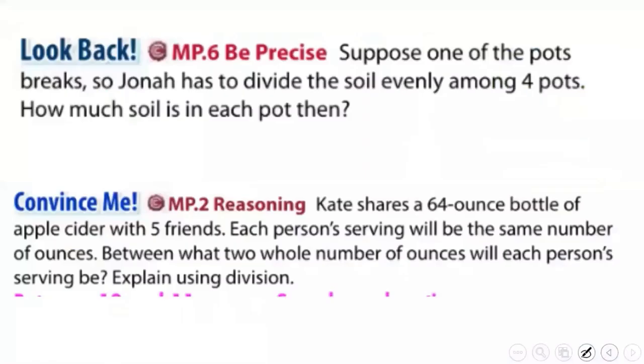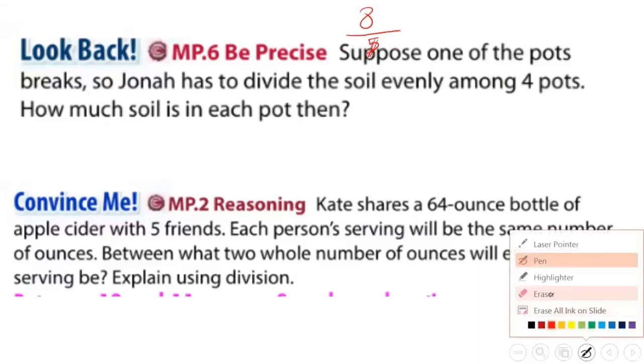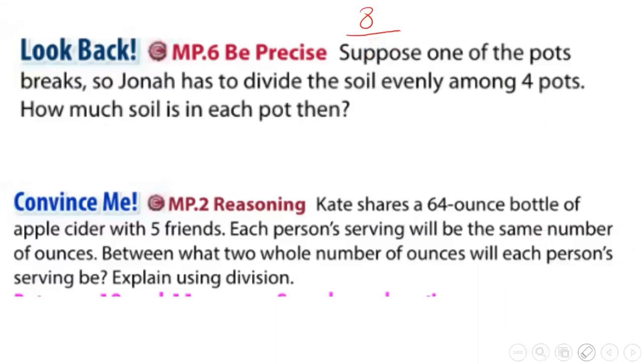Okay, a look back. Suppose one of the pots breaks. So Jonah has to divide the soil evenly among 4 pots. How much soil in each pot? The soil is still 8. It will be distributed over 4 instead of 5 because one of them is broken. So I will delete this 5 and write 4 instead, to be 8 over 4. When we divide 8 over 4, the answer will be just a whole number, 8 divided by 4 equals 2. So the answer here will be 2 pounds.